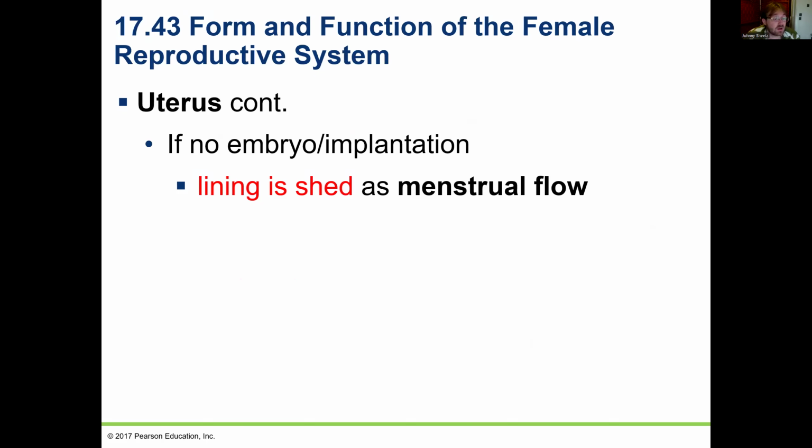Now, if no implantation occurs, then the lining is going to be shed. And that's going to be known as a menstrual flow. So the lining of the uterus is going to peel away from the wall, and it's going to be passed out through the vagina, and then a new lining is going to develop until it's ready for the next egg, at which point the cycle begins again. This takes about a month.